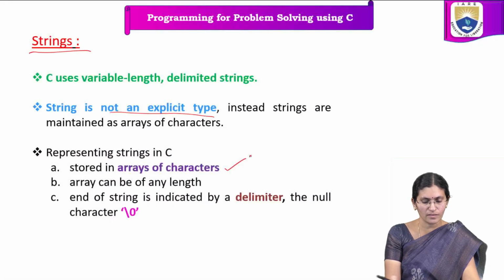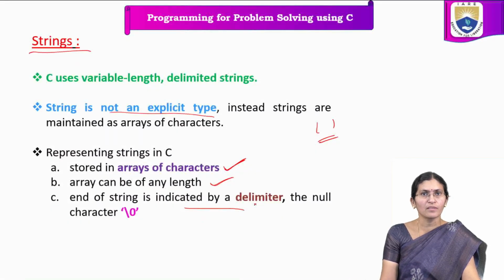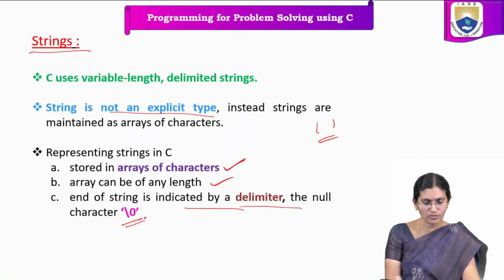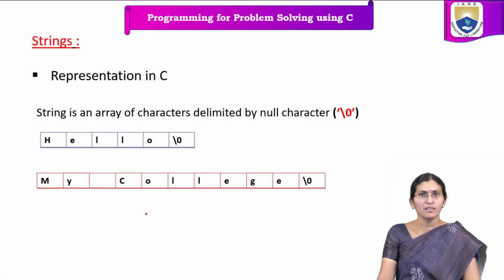The data is stored in strings. We have data of type char, and we maintain them as an array of characters. This array can be of any length, based upon the size of the string. Next, the end of the string is indicated by a null character, which is given by this symbol. This is how we represent strings in the memory.